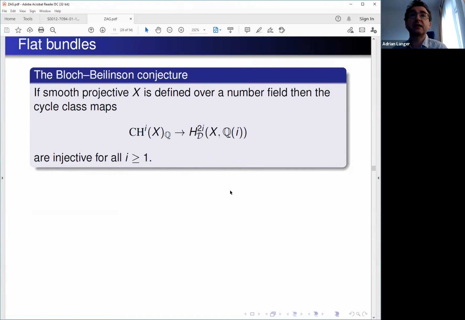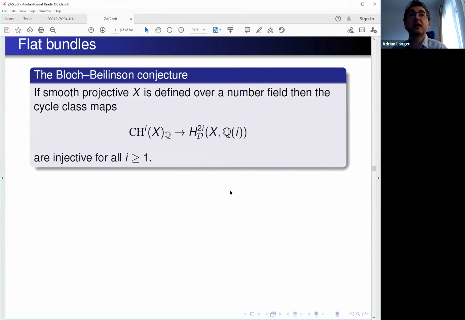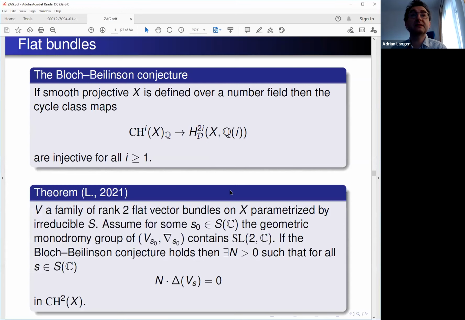You see, this together with this Reznikov result that we have here says something interesting in case of smooth projective varieties defined over number fields, namely that the Chern classes of flat bundles are still torsion in Chow groups here, if we have a variety defined over a number field. But let's see what happens in general.